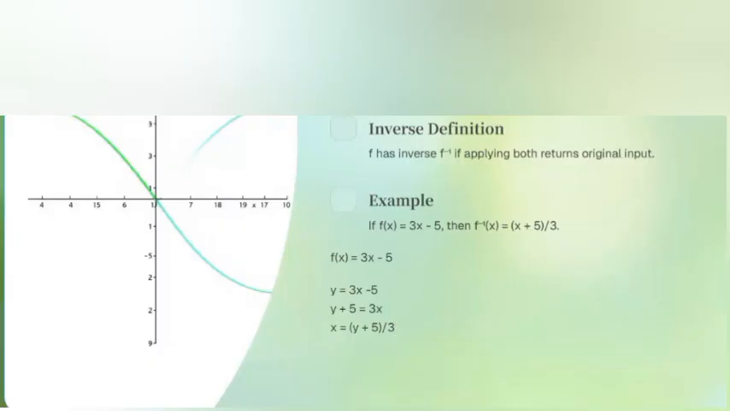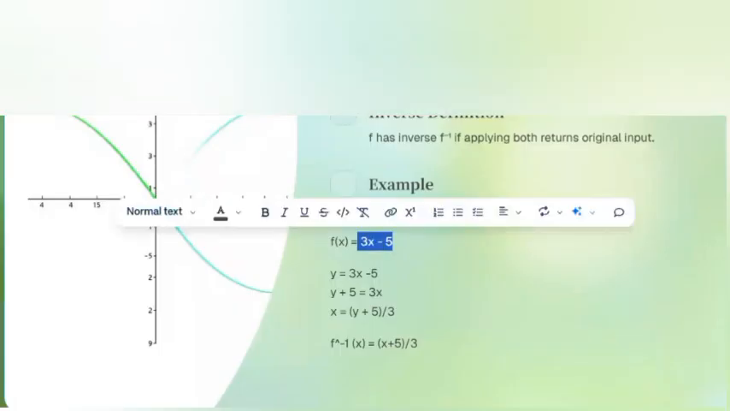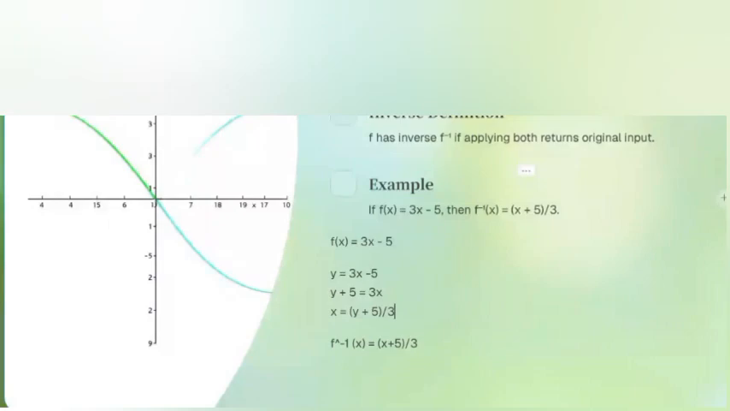Now, having made x the subject of the formula, you now reverse what you did initially. So you replace that x with f inverse of x, and then you replace the y with x. So f inverse of x is x plus 5 over 3. So now this is the inverse function of f of x is 3x minus 5: f inverse of x is x plus 5 over 3. So that, of course, corresponds to the answer we have.